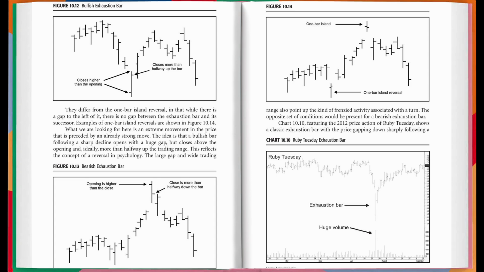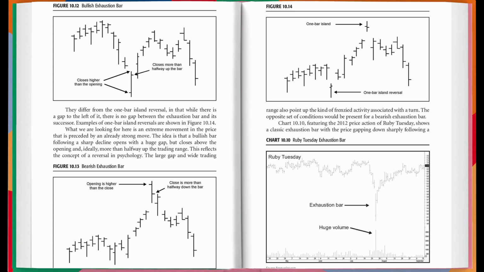What we are looking for here is an extreme movement in the price that is preceded by an already strong move. The idea is that a bullish bar following a sharp decline opens with a huge gap, but closes above the opening and, ideally, more than halfway up the trading range. This reflects the concept of a reversal in psychology. The large gap and wide trading range also point up the kind of frenzied activity associated with a turn. The opposite set of conditions would be present for a bearish exhaustion bar.